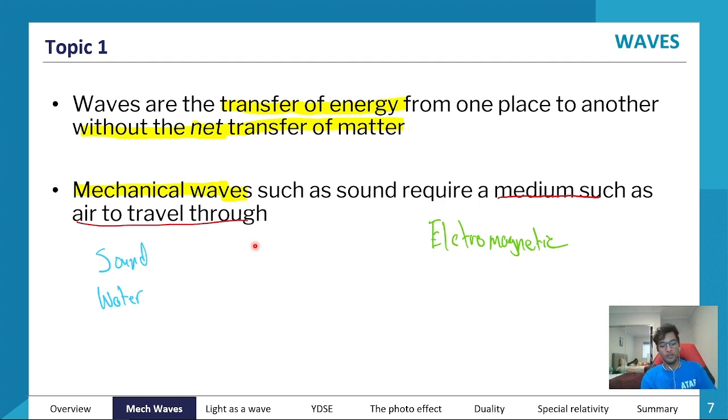So for all these waves, you need some sort of medium for the energy to travel through. For sound waves, we need air. For water waves, you need water, and for a slinky, well, you need a slinky. Electromagnetic waves, on the other hand, are special because they don't need a medium. Electromagnetic waves are basically all of our light waves.